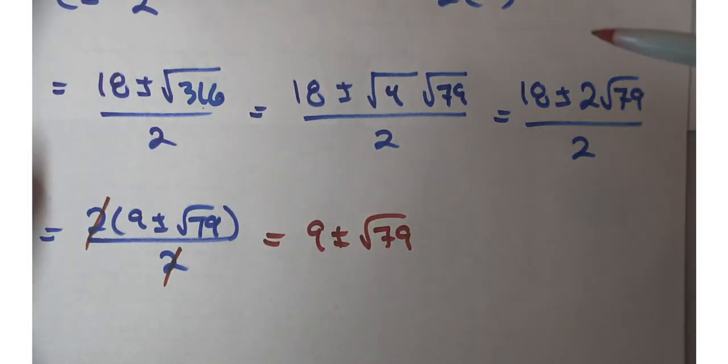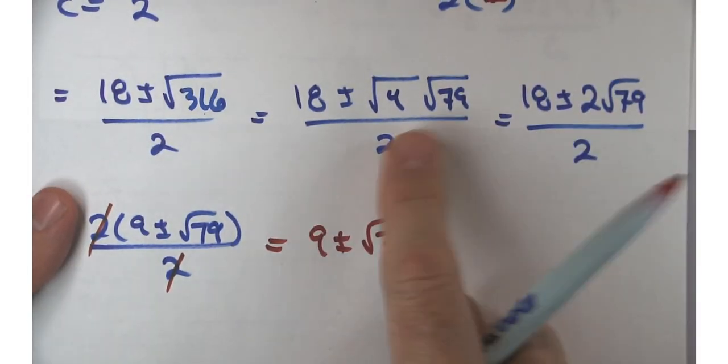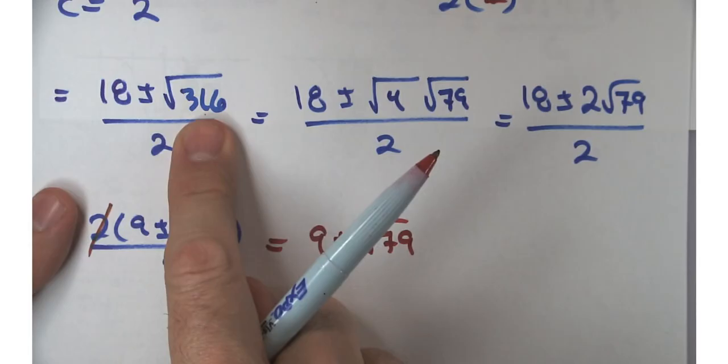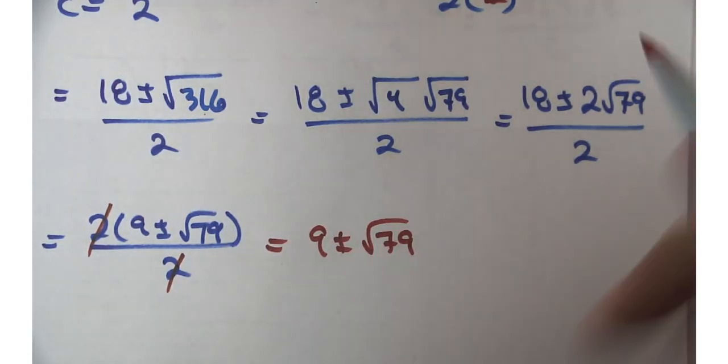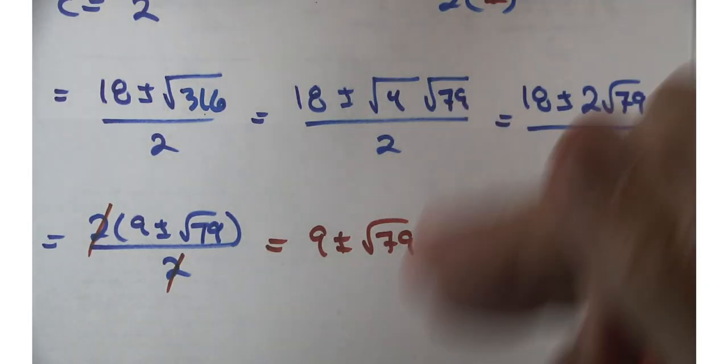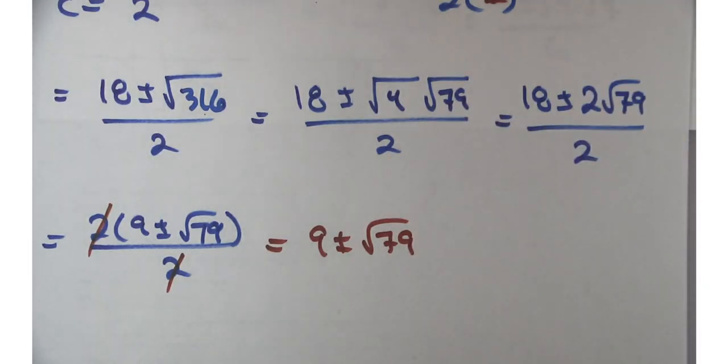Personally, this was a little uncomfortable at the end here where we had to deal with the square root of 316. But overall, I think I like the quadratic formula better on this one. What do you guys think? If you were choosing which one to do on an exam, which one would you choose? Quadratic formula or completing the square? You've seen both now for this problem.